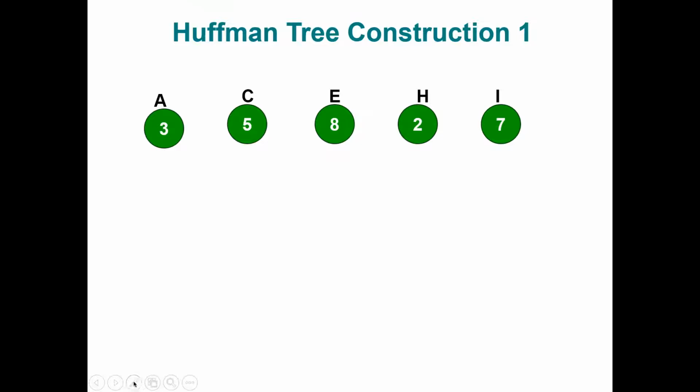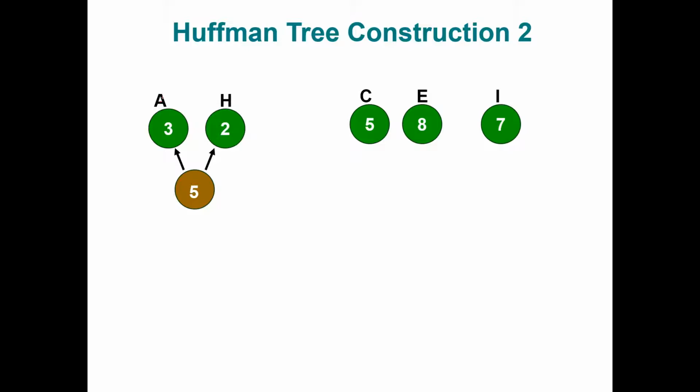First we have to choose 2 trees. This is a forest of trees, so we choose the 2 trees with the least weights. Weight is basically the frequency of the character in the document. In this, characters A and H are the least frequent, so we join these two in another tree of 2 nodes. So now we have a tree of 2 nodes, A and H, with 3 and 2 as their respective frequencies. So the cumulative frequency of A and H becomes 5.